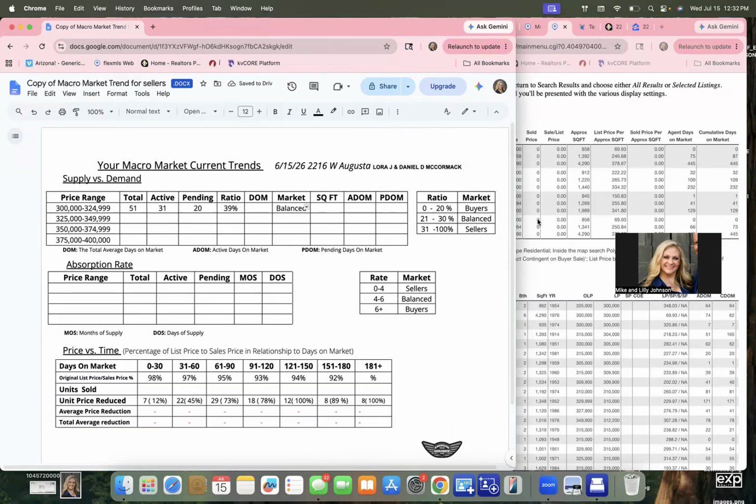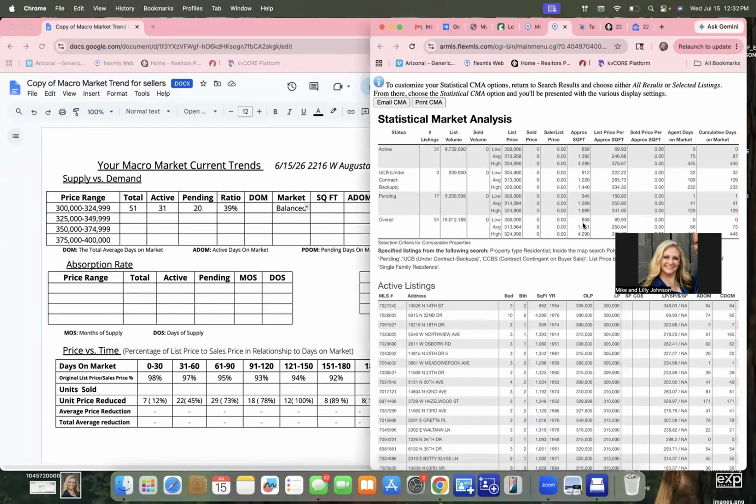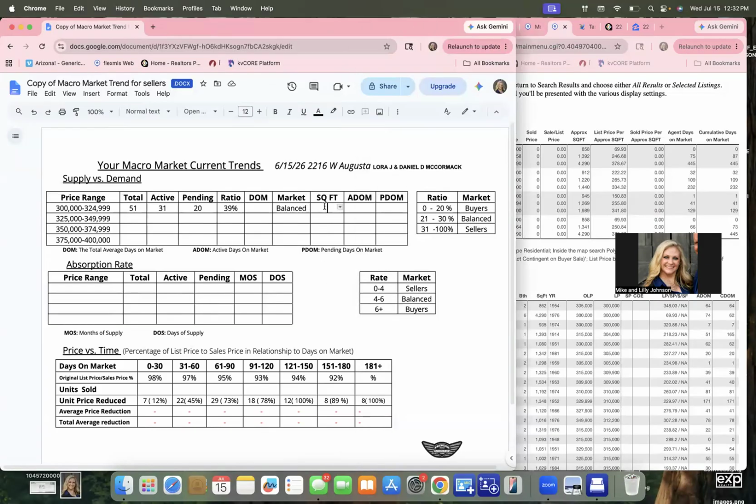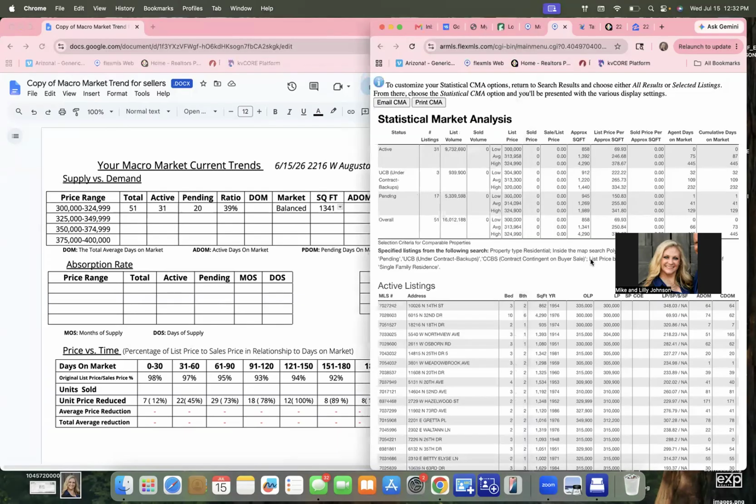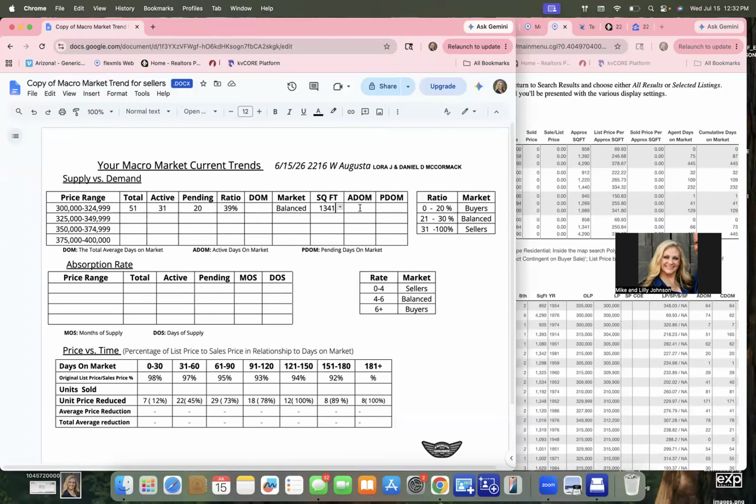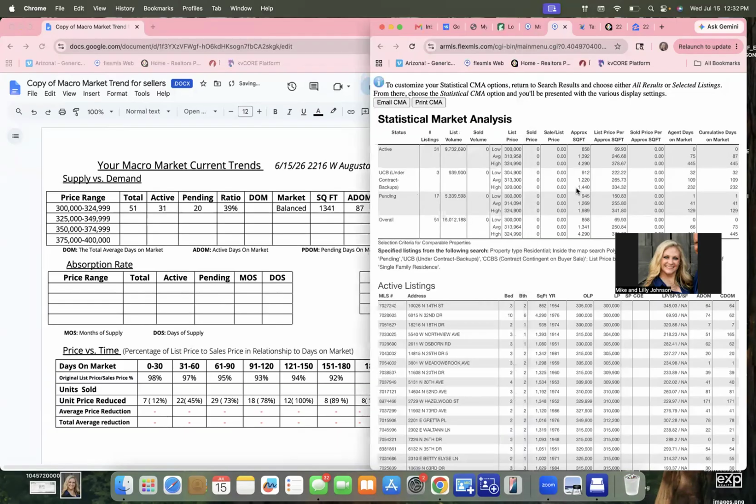Okay. I can add the overall square footage. It says 1341. So he fits within that. Sometimes they don't, right? Because you notice I didn't pick anything specific. So for the active days on market, I'm gonna pick the higher one, 87, right here. I usually pick whatever is higher because the numbers are slightly different. Okay, pending. I'm going to go over here to pending, 41.